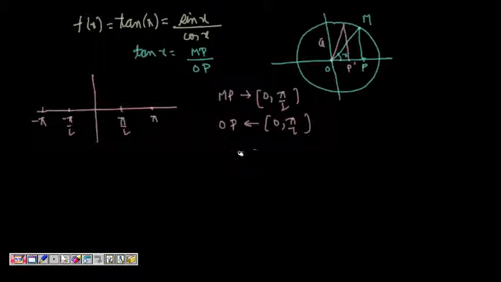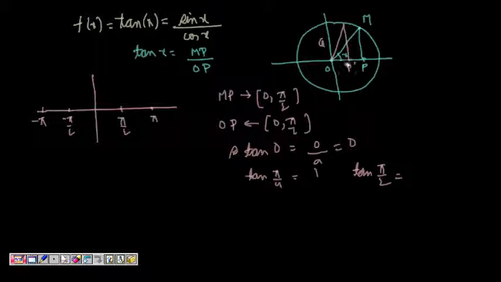Now let's try to find the values. Tan of 0 is 0 by A, so it's 0. Tan of pi by 4: MP and OP are equal, so it is 1. Tan of pi by 2: MP becomes 1 and OP tends to 0, so it tends to infinity. So from 0 to pi by 2 it goes like this, asymptotically approaching pi by 2.